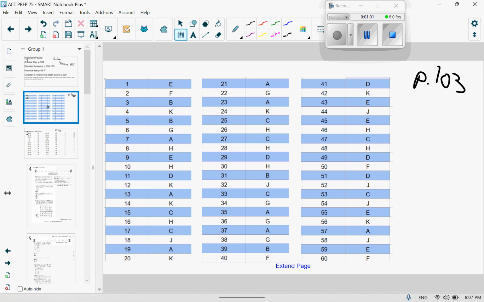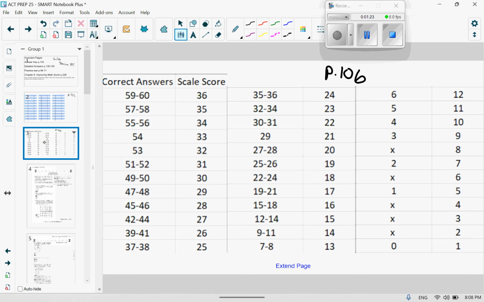Remember that for the math, the ACT, it's 60 questions in 60 minutes. I would always recommend finding some questions you feel comfortable with answering and coming back to the other ones later. Averaging an answer per minute is tough, so don't spend too much time on any one particular problem. Move on and come back later. Now, after you grade them, find how many answers you get right. So for example, if you got 47 correct, that'd be a 29 ACT score. This chart is also on page 106.